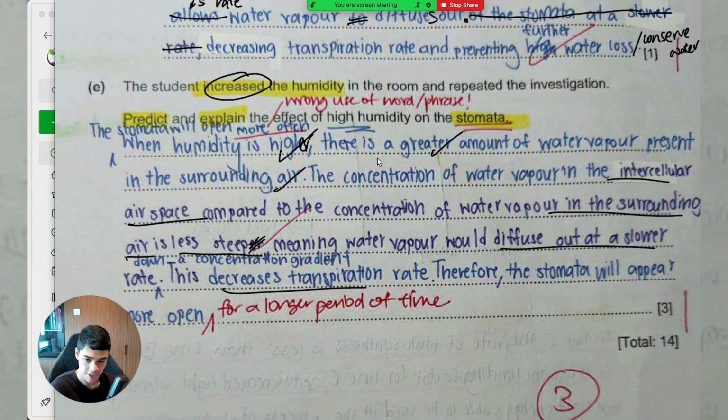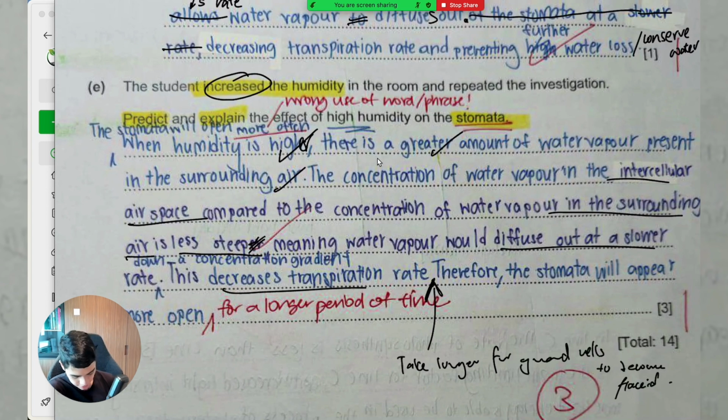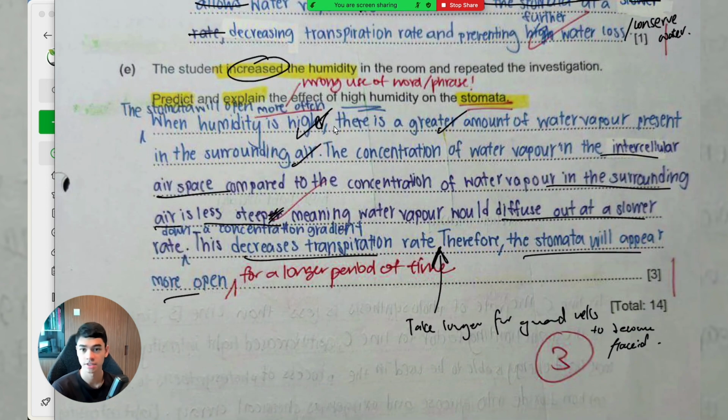Therefore, it will open for longer. There's a missing link. The missing link is why is losing water slower going to make the stomata open for longer. And what's missing here is it takes longer for the guard cells. Okay, and therefore stomata will open for longer, or you can say it will take longer to close. So that's how it changes the answer.